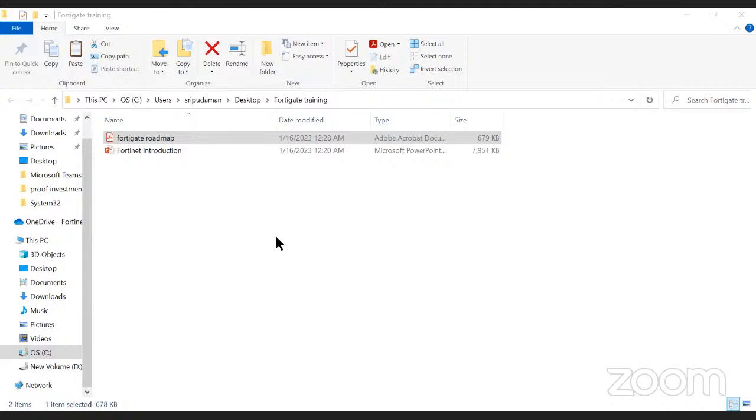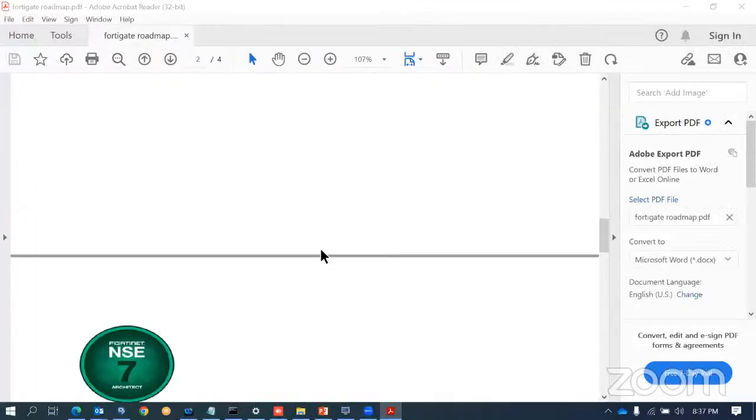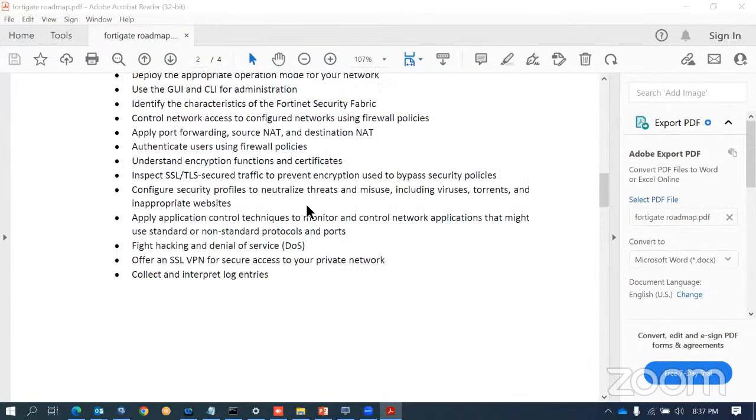What is the difference? Sorry to disturb you. I think we are not able to see your screen, the page which you're following. One minute. Okay, are you able to see the screen now?